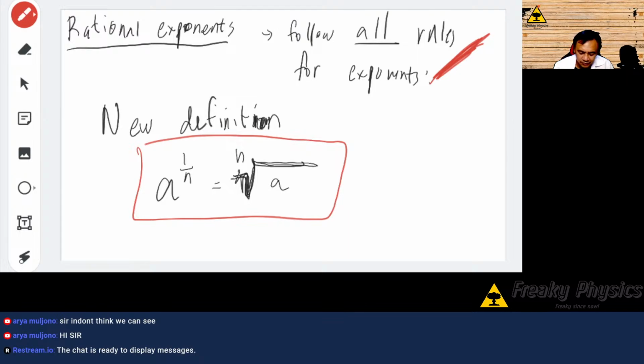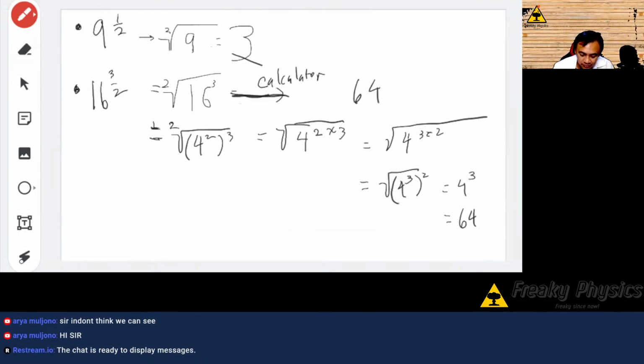1 a raised to 1 over n is equal to the nth root of a. So here are the examples we did. We started off with numbers. What is 9 raised to 1 half? That's just the square root of 9, and therefore we get 3.